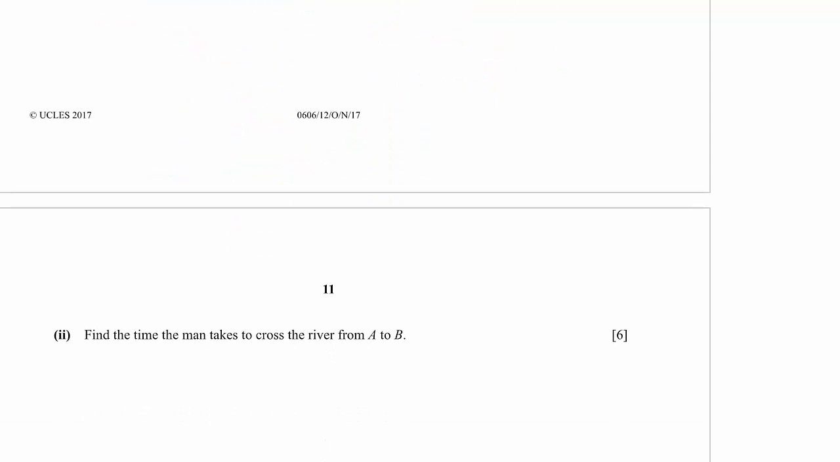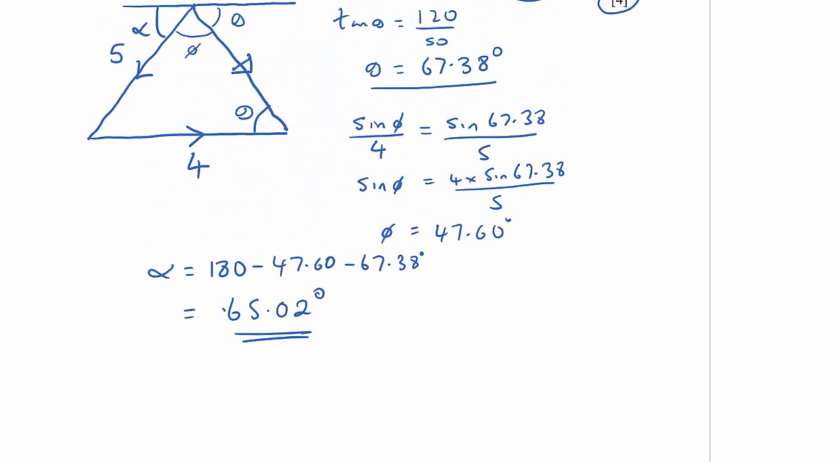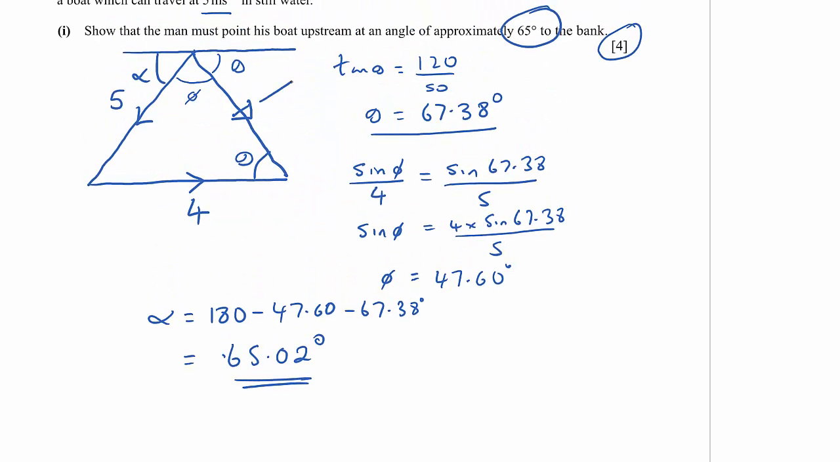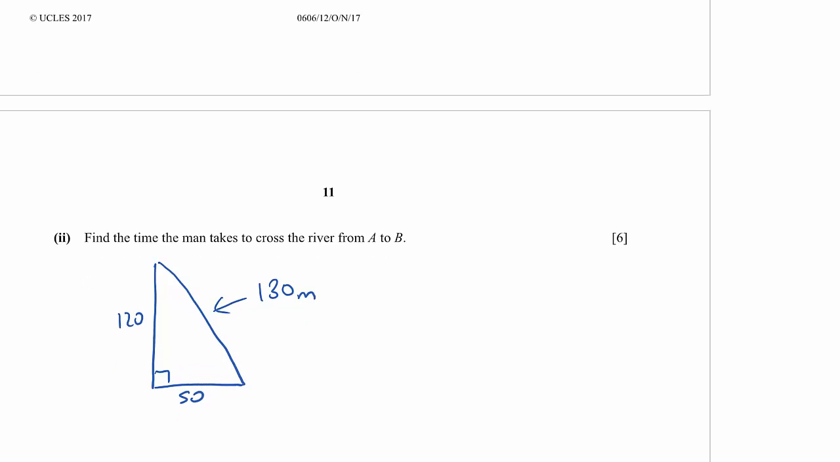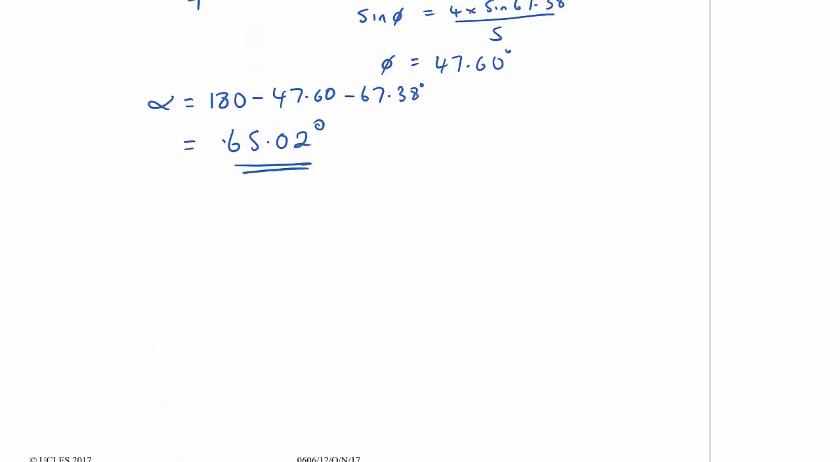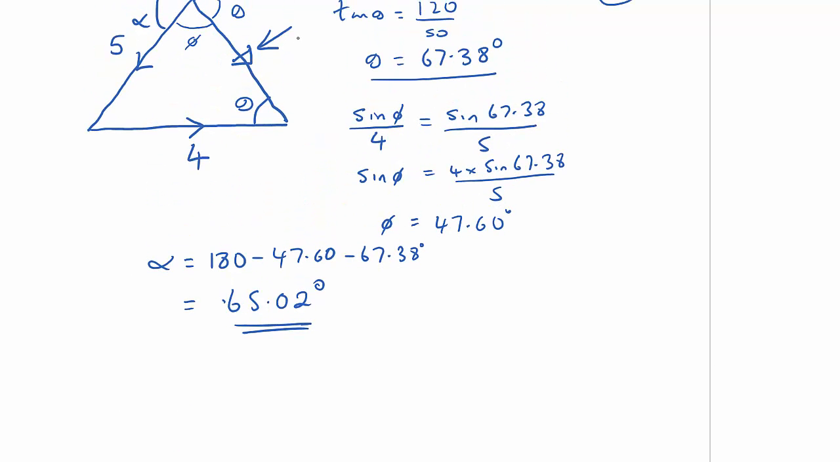Find the time that man takes to cross the river from A to B. So we'd like to know the length of this side, because at the end of the day he's going 120 and 50, and we can use Pythagoras' theorem there to work out the distance he goes. But actually I can see it's a 5, 12, 13 triangle, so that's going to be 130 meters. And you could, of course, use Pythagoras to find that. So we need the third side of this triangle, which I'm going to call V.